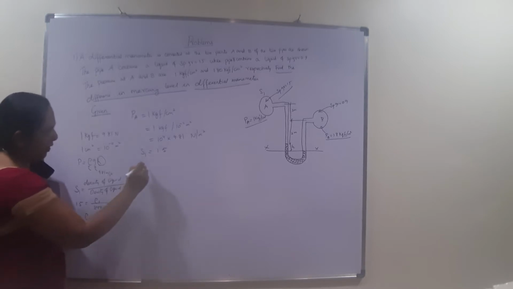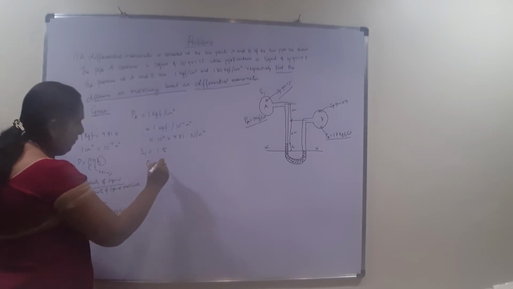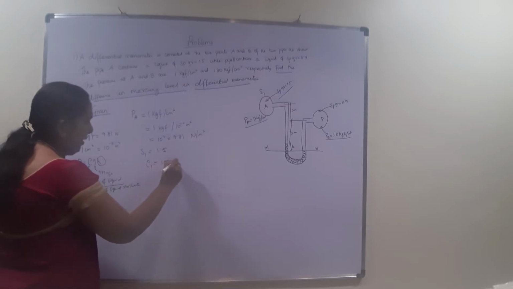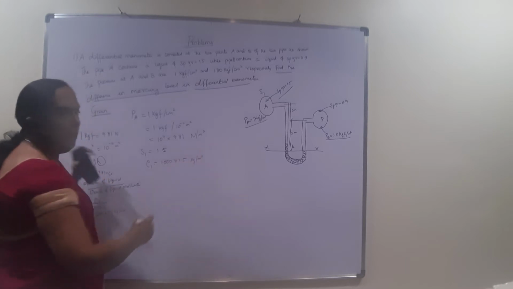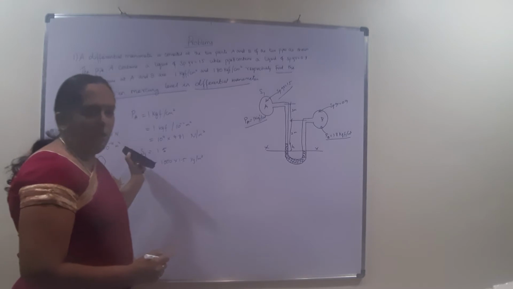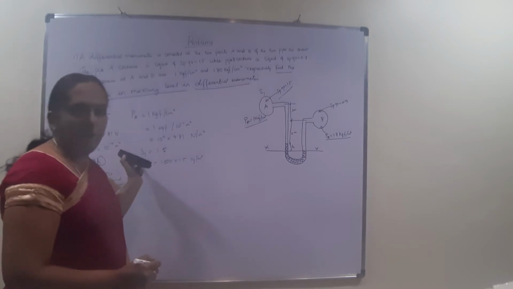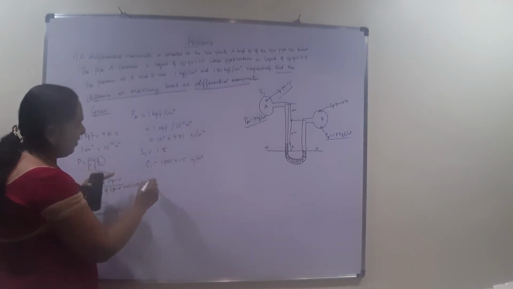Okay, so we know the density of the fluid at point A. That is 1000 into 1.5 kg per meter cube. Here we also have the pressure. Now we have got the density, and we are going to find out the density for the case S2.